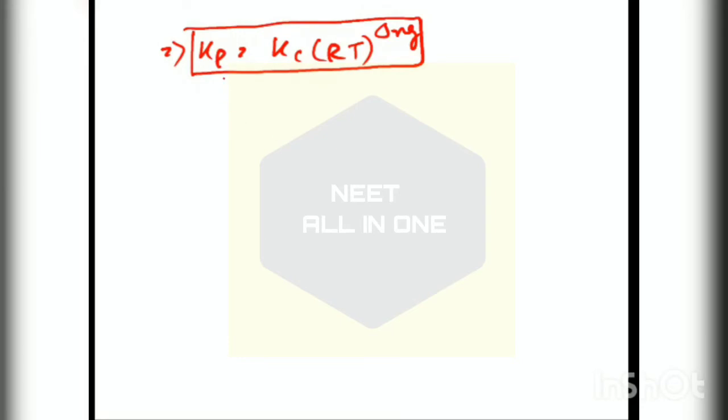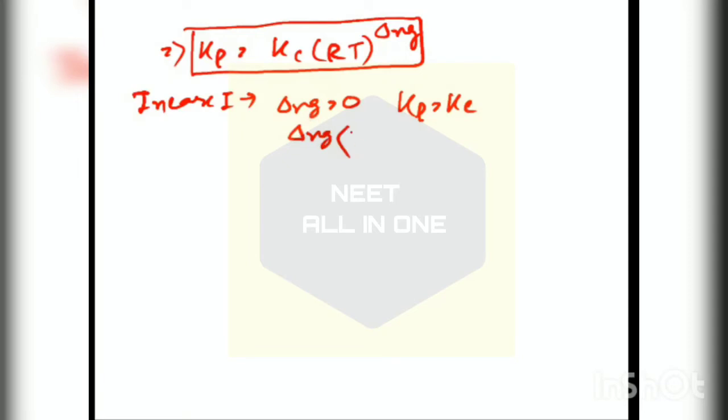So this equation is very important. That's what you have to remember, not the derivation. Okay. So in case 1, what happens if this del ng here is equal to 0? Then our Kp is equal to Kc. But what happens if this del ng is greater than or less than 0? That's what we're going to write.